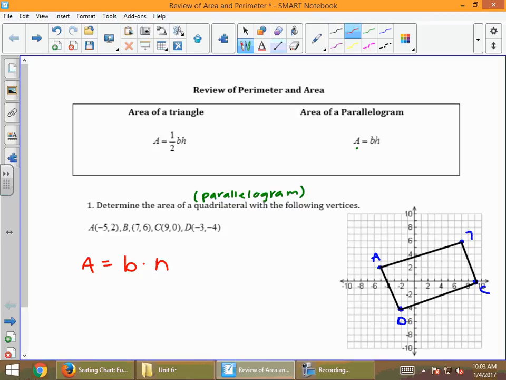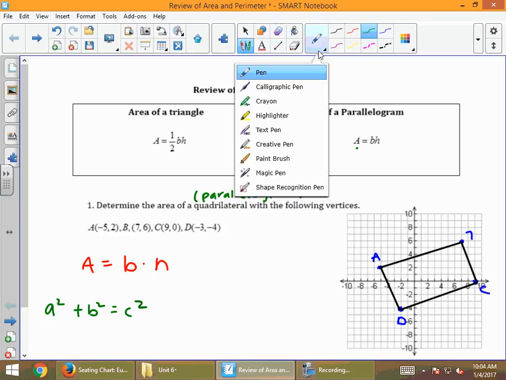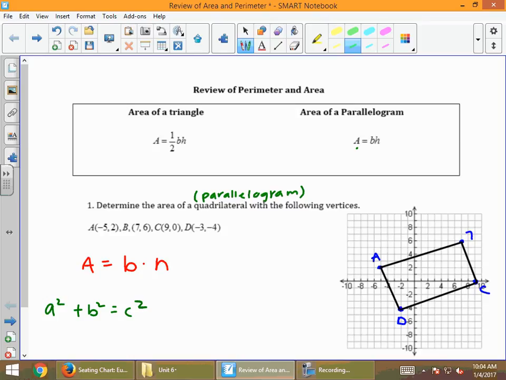What is the Pythagorean theorem again? A squared plus b squared equals c squared. So we can use this to find the base. There are two bases, so it really doesn't matter which one you use. I'm going to go ahead and use this one. We're going to go up and over to make a right triangle. The distance you're trying to find is always your c. So then you go ahead and count to find the other sides.